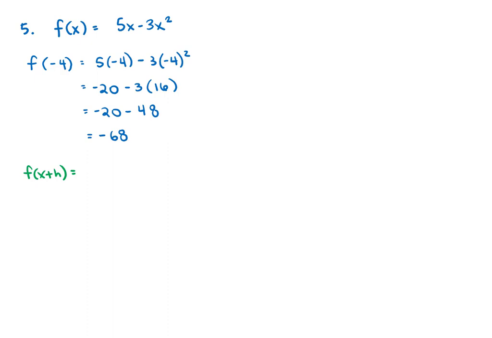Plugging in x plus h, we have to remember to plug it into both x's. I'm going to get 5 times x plus h minus 3 times x plus h squared. And recall that the first one we could have multiplied out, but the second one we do want to do the square first before we multiply times the negative 3. And the square of x plus h is not just x squared plus h squared, but it's x squared plus 2xh plus h squared. So you have to take care to do that properly.